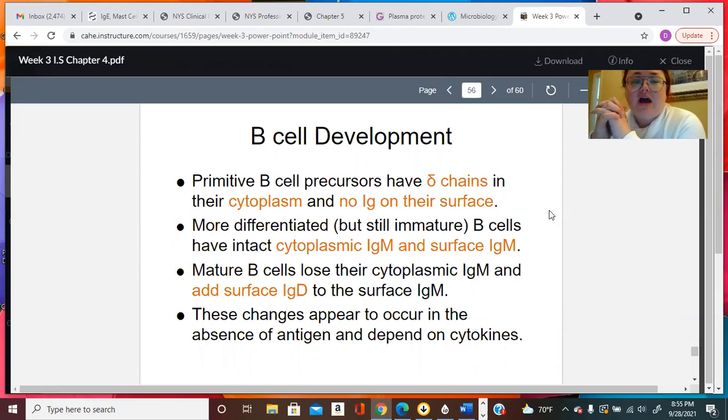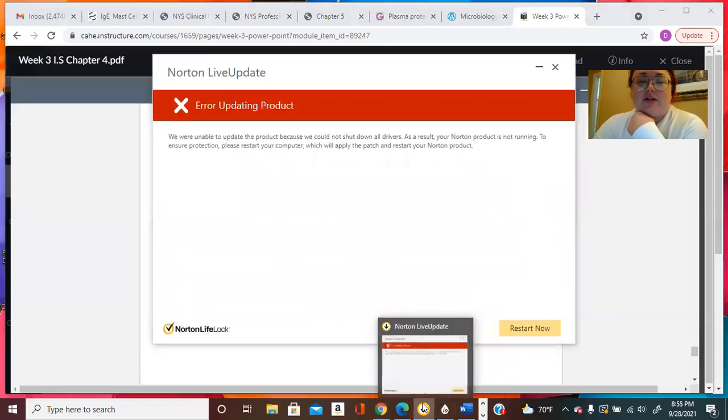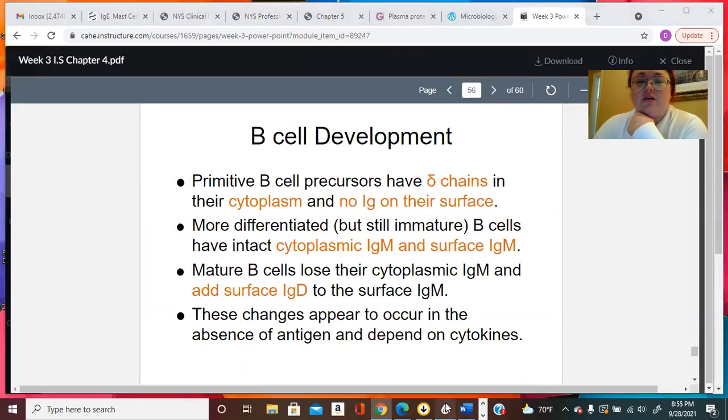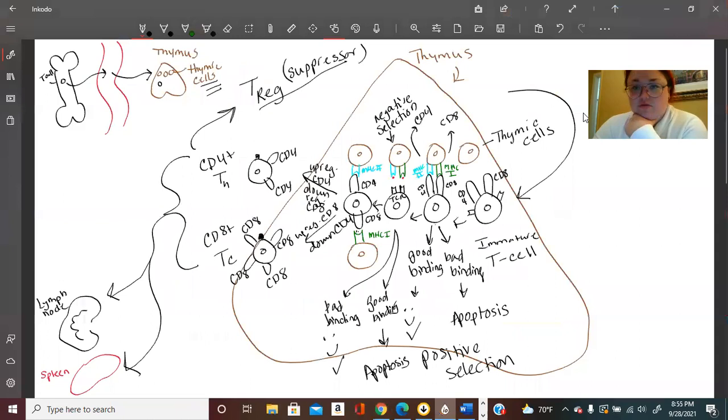integrin. And then the mature B cells will eventually lose their cytoplasmic IgM antibody, and then they will add IgD to the surface alongside the IgM. I'm going to show you what that looks like in a second so that you aren't confused about it. So I'm actually going to take the opportunity to do that now.